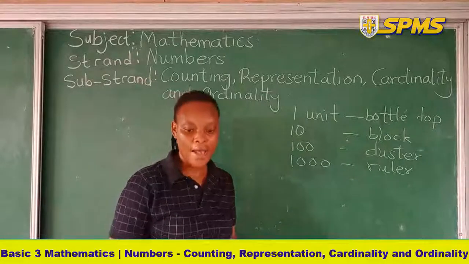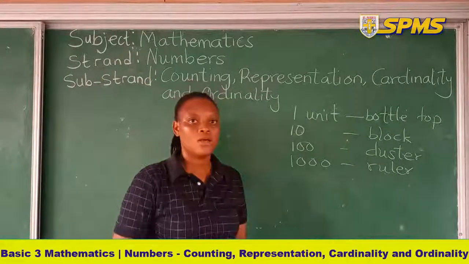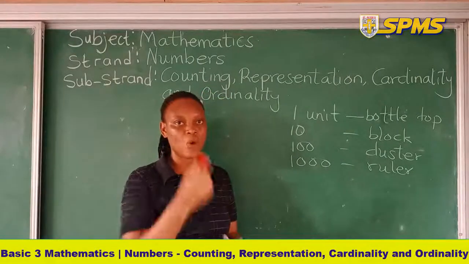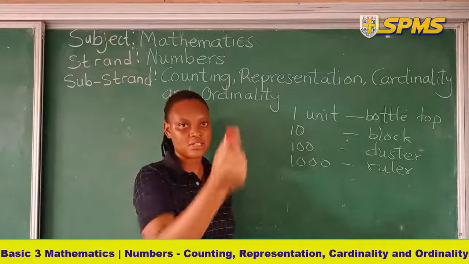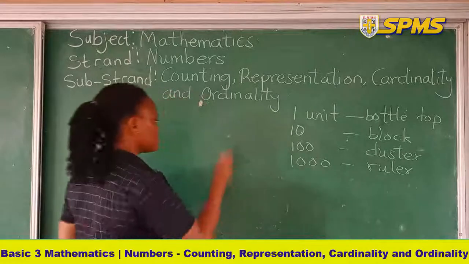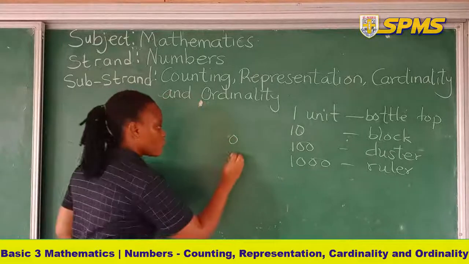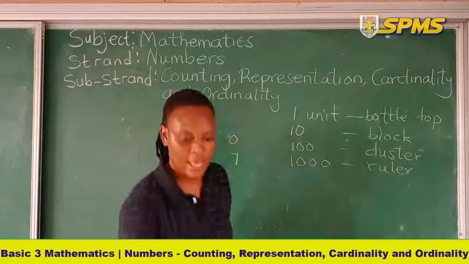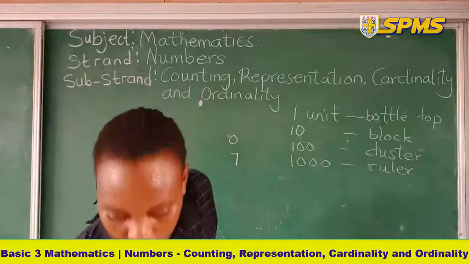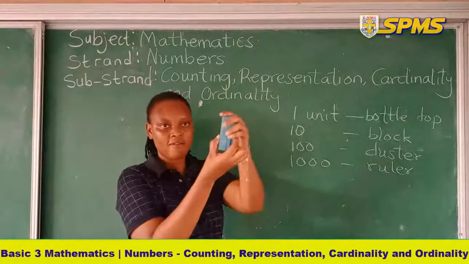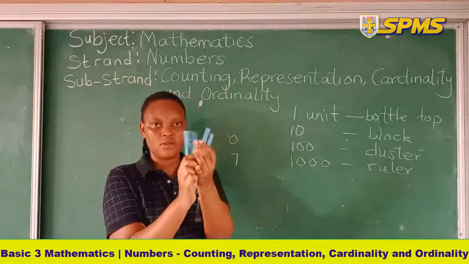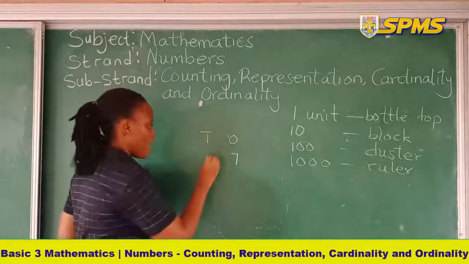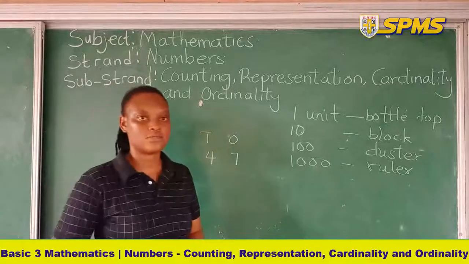Now I want 7 of these bottle tops. So what is the place value of this bottle top? The place value is in what? Ones. So I have my 7 here. And then in tens, I have the block. Okay, so I have 4 of them. Where does it go? To the tens column. So I have 4 of the blocks.